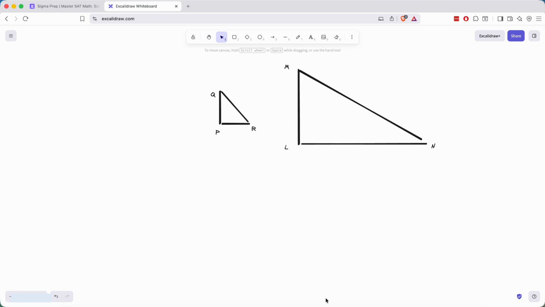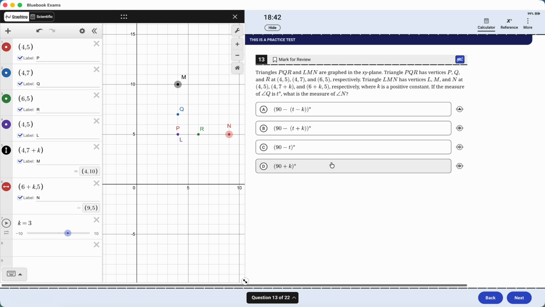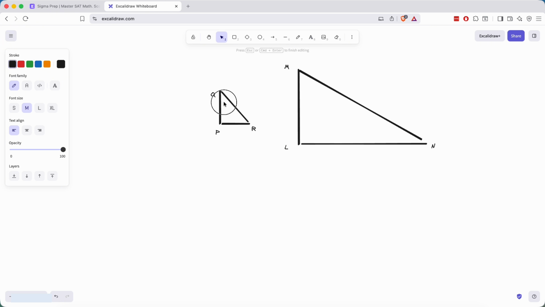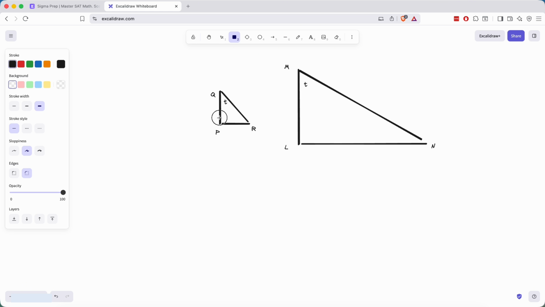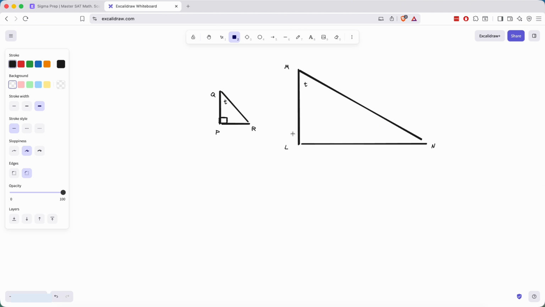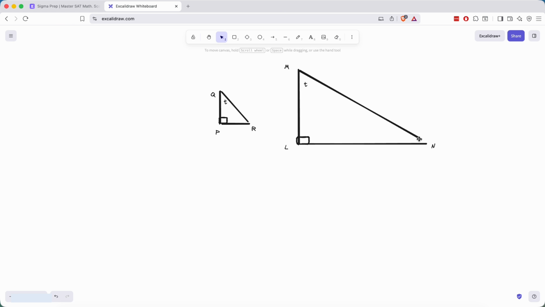What do they talk about? Basically it was just seeing that. It tells us that angle Q is t, and they want to know what is angle N. So you see over here, if I put in t degrees over here, then because they're similar, you'd also have t degrees over here. And then you also know that these are right angles because it was a vertical and horizontal line here, so they're perpendicular. So the question is, what's N?